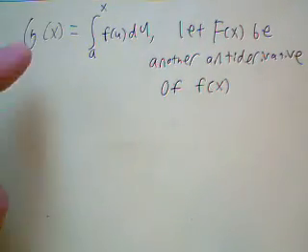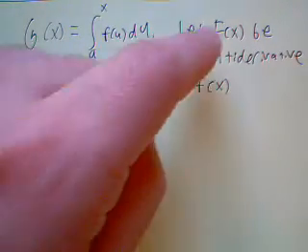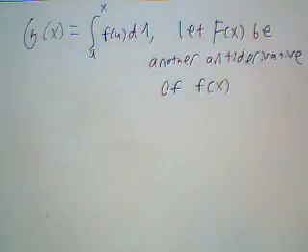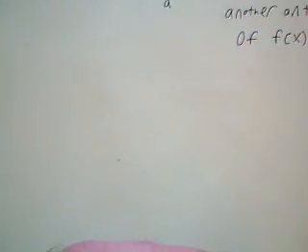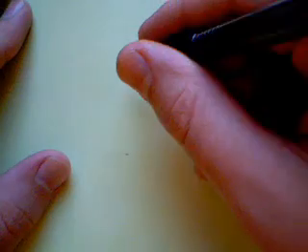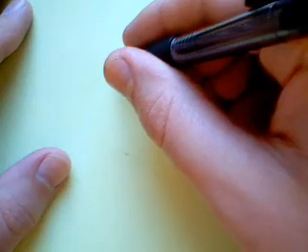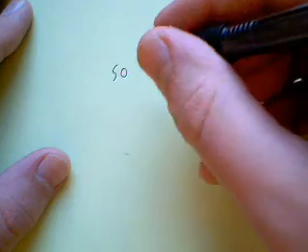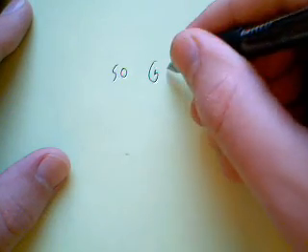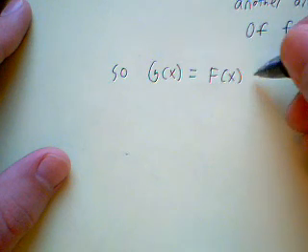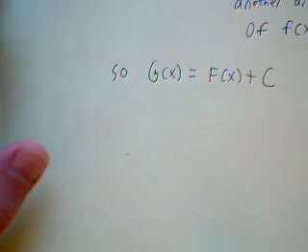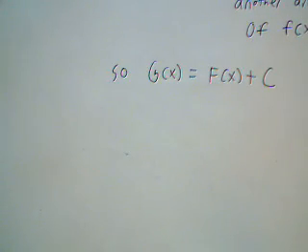So I know g of x is an antiderivative, I know F of x is an antiderivative. Now that means that they differ by some constant. So g of x, we'll say it's equal to F of x plus some constant.